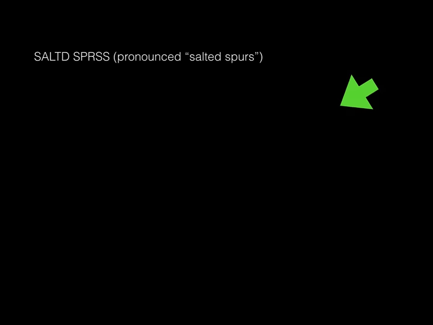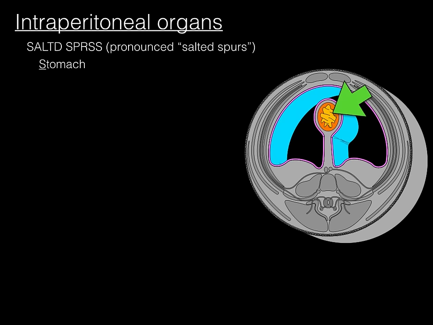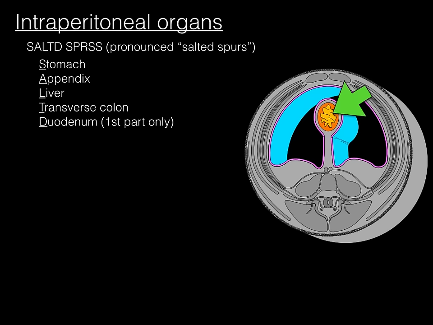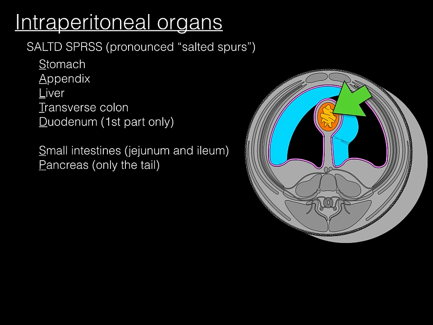SALTED SPURS. Now, what does the acronym SALTED SPURS mean? Well, S is for stomach, A is for the appendix, L is for liver, T is for transverse colon, and D is for duodenum. The key to this is it's only the first part of the duodenum, that duodenal bulb or duodenal cap, the part that's right after the pylorus. And then the S stands for small intestines, specifically jejunum and ileum. The P is for pancreas, but only the tail, the tip of the tail that touches the spleen, the R is for rectum, but only the upper third, the spleen, as just mentioned, and the sigmoid colon. So that acronym of SALTED SPURS tells you what organs are considered intraperitoneal.